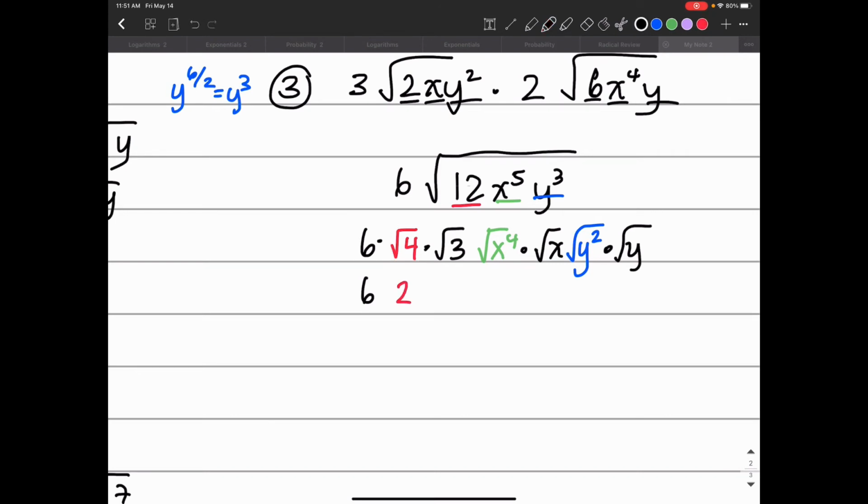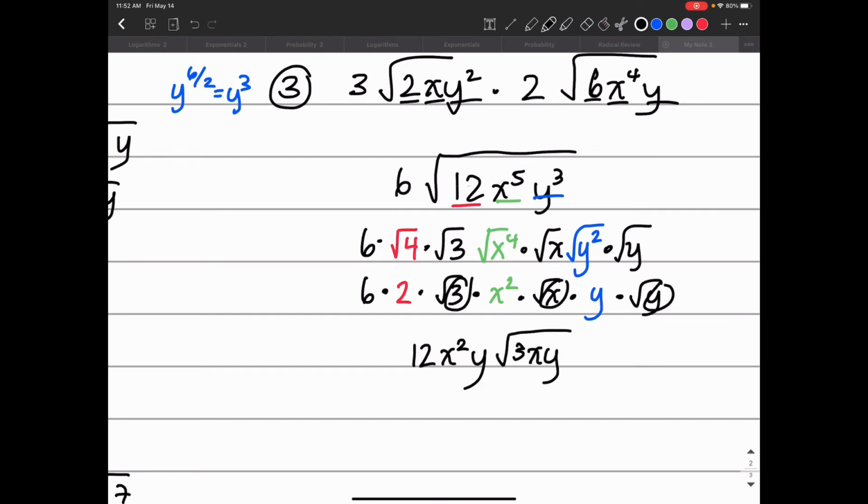So I have 6 times 2 times the square root of 3 times x squared times the square root of x times y times the square root of y. And then I bring everything together that I can. So 6 times 2 is 12, so I have 12x squared y on the outside, and then inside of the square root I have 3x and y, so 3xy. This is my final answer.